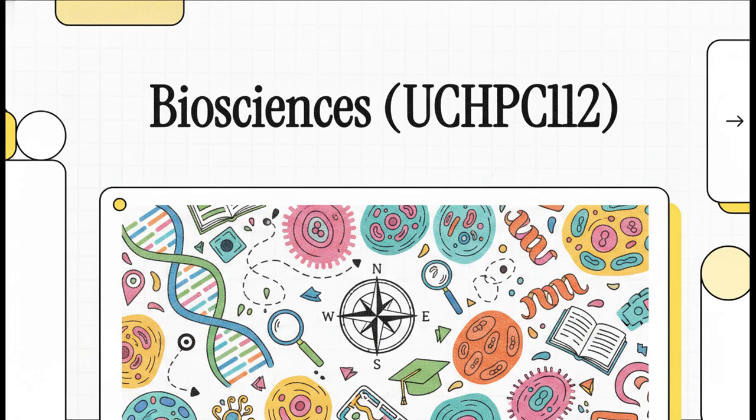Welcome to this explainer. Today, we're breaking down a course you might be gearing up for, Fundamentals of Biosciences, officially known as UCHP 112. Now, if you're stepping into this class, you're probably looking for a roadmap to navigate what feels like totally new terrain, right?